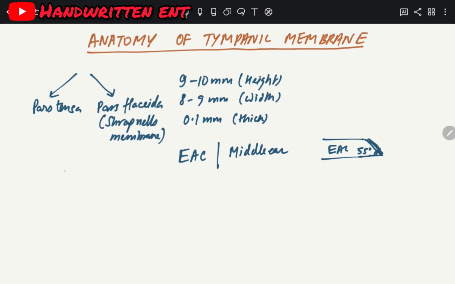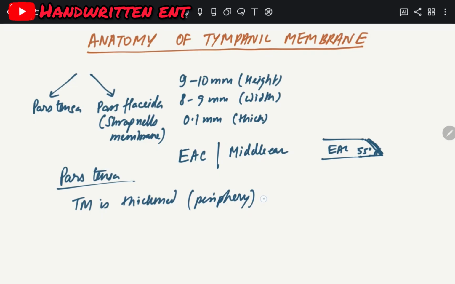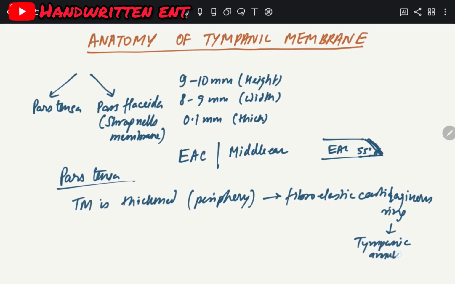The major part of the tympanic membrane is formed by pars tensa. The tympanic membrane is thickened in the periphery and it forms a fibroelastic cartilaginous ring which is known as tympanic annulus. And this tympanic annulus fits in the tympanic sulcus.